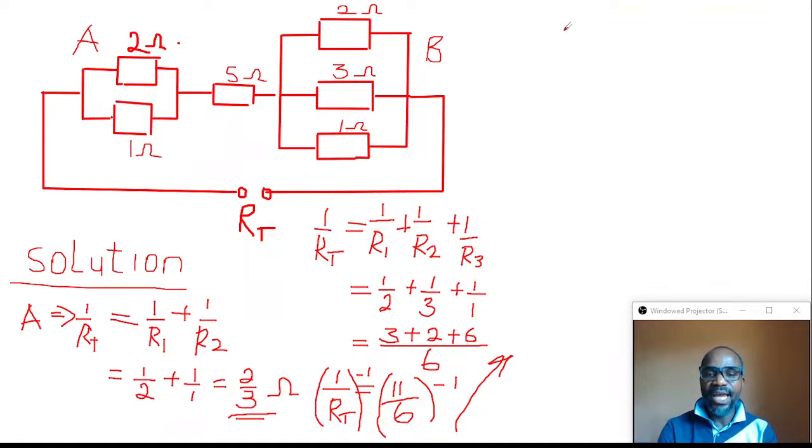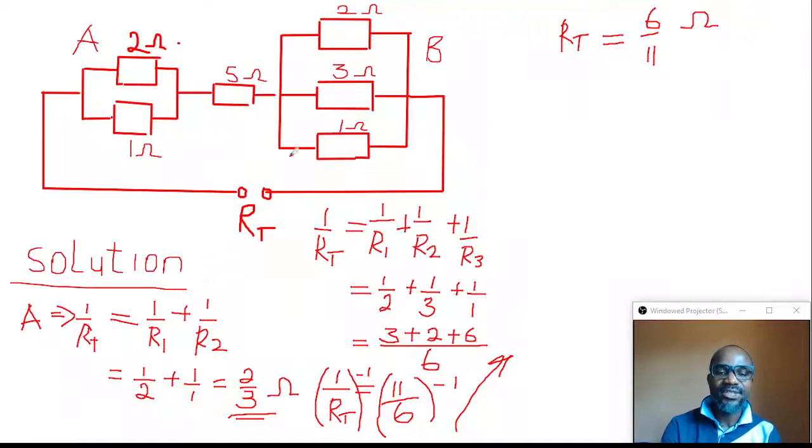What it means at the end, we are going to have for the second section B, RT is now going to be 6 all over 11, and that is our answer, 6 over 11 ohms for this section B. The total resistance offered in this section B is 6 over 11 ohms. The total resistance offered in this section A is 2 over 3 ohms. Look at it here. So the total resistance for this side is this.